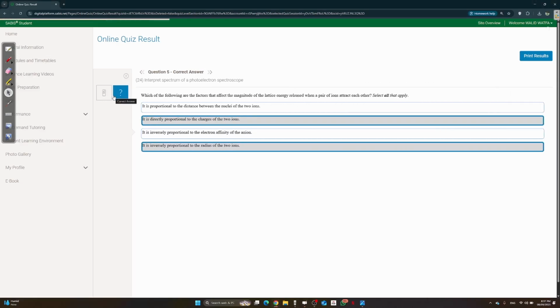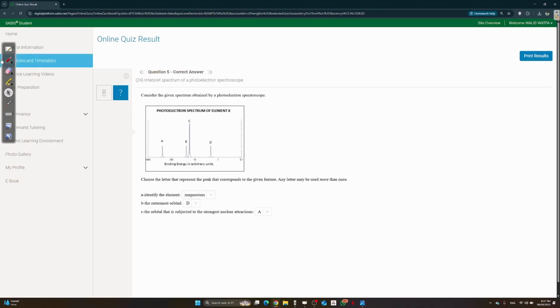Question 5. Again, if it loads. This is a PES. PES means photoelectron spectrum. Now, what do you need to know? Photoelectron, what does photoelectron mean? It basically means you're taking a picture. What does photo mean? You're taking a picture. Electron is electron. So when you're taking a picture of electrons, you're looking at the atom, at how the electrons are arranged. In other words, aren't you taking a look at the electron configuration? Yes, you are.